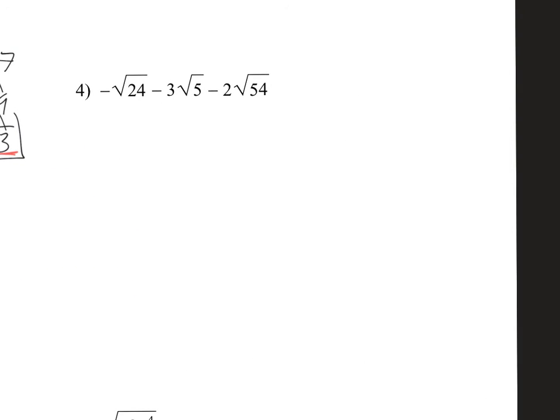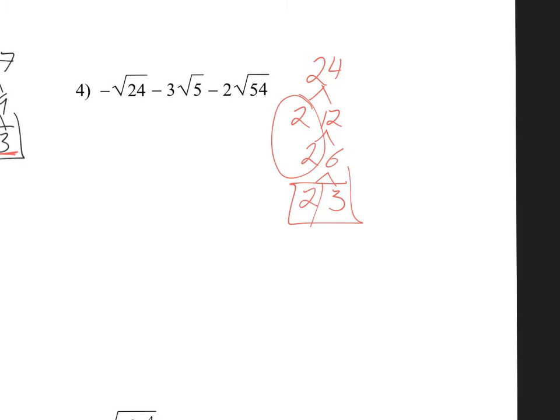For the next one, it looks like we have, well, let's go ahead, 24. So that's 2 and 12. That is 2 and 6. That's 2 and 3. So I'm going to circle. I got a pair of 2s. And then this part is still in a box. 5 I can't do anything with.